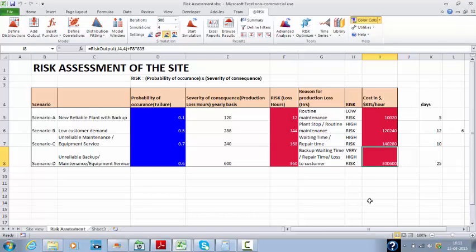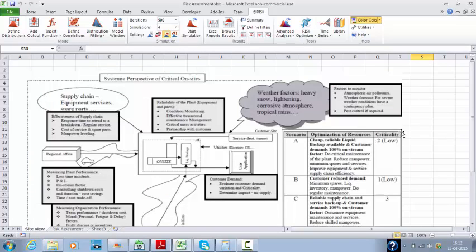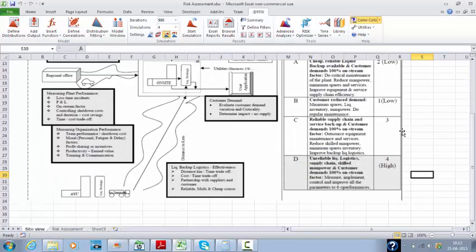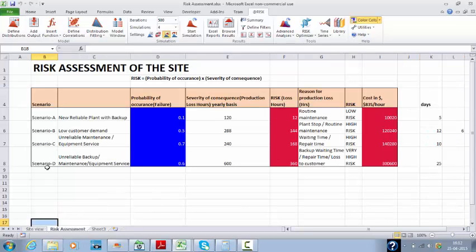Okay, this is the best I can do from what I've seen in the field and what my experiences are, and I try to model them and show it here. But as I told you, the site view is fairly complex, and there are several factors that come into the picture. The risk levels, as you can see, for scenario D is very high risk, scenario C is high risk, scenario B is high risk, and only if you have a new plant with reliable backup will you have a low risk.